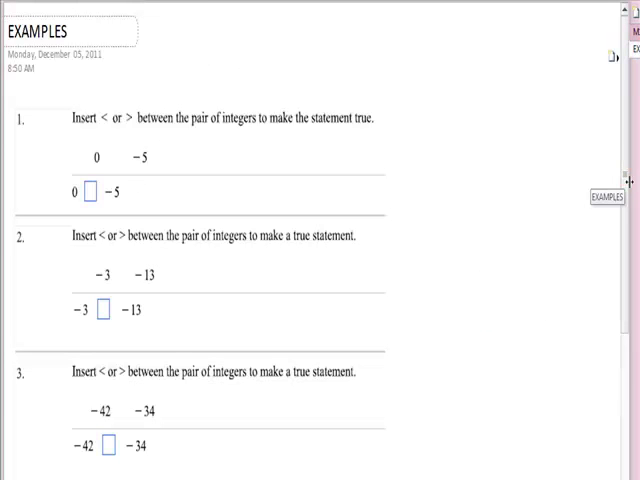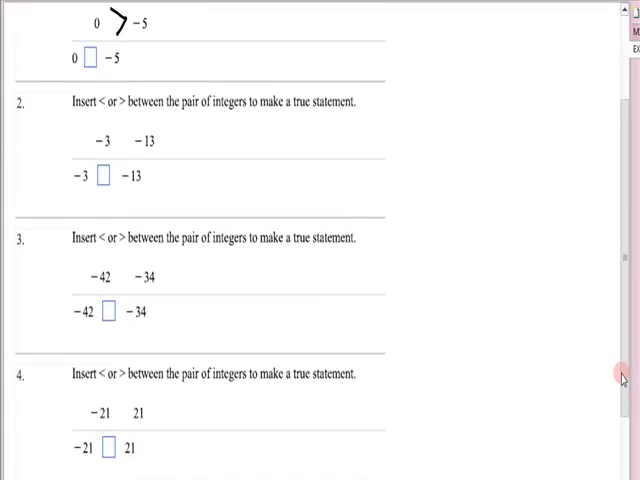The instructions say use a less than or a greater than between the pair of integers to make the statement true. And these symbols can be found in the tool palette on my math lab. Number 1, 0 is blank negative 5. Well, 0 is always greater than a negative number, so you would use the greater than symbol.